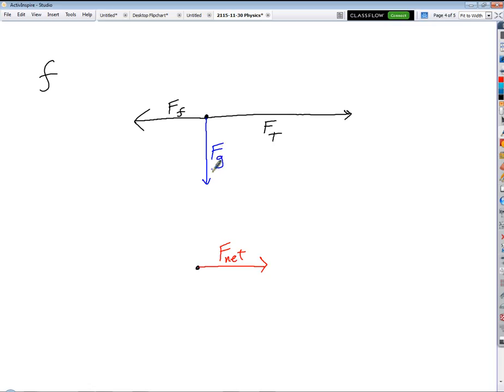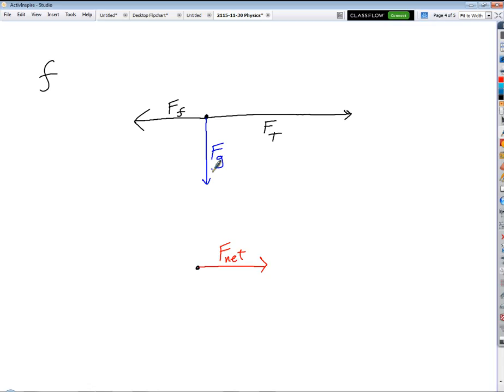Okay, is that it? If that were it, would my resultant point horizontally to the right? If I added all those vectors up tip to tail, it would also be kind of going down a little bit, wouldn't it? That thing didn't accelerate down, it accelerated straight and horizontal, right?